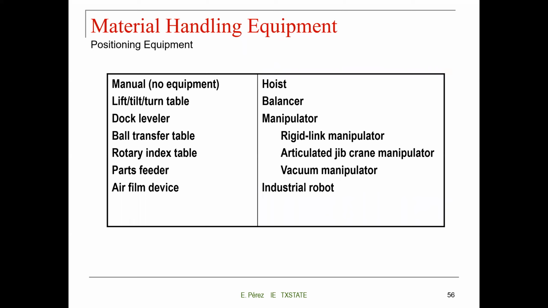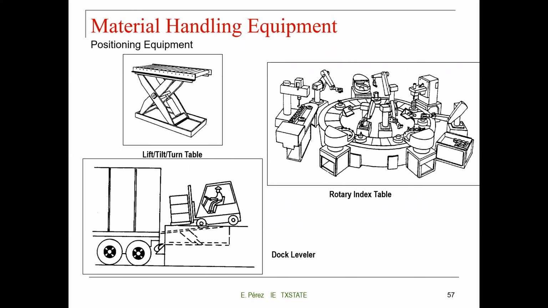So here's a list of different positioning equipment. We're going to show some of them now. So we have the lift tilt turntable, shelves in terms of setting up your trucks in case of the dock leveler. And also we have the rotary index table that can help fix the materials of the product so that those robots can interact with them.